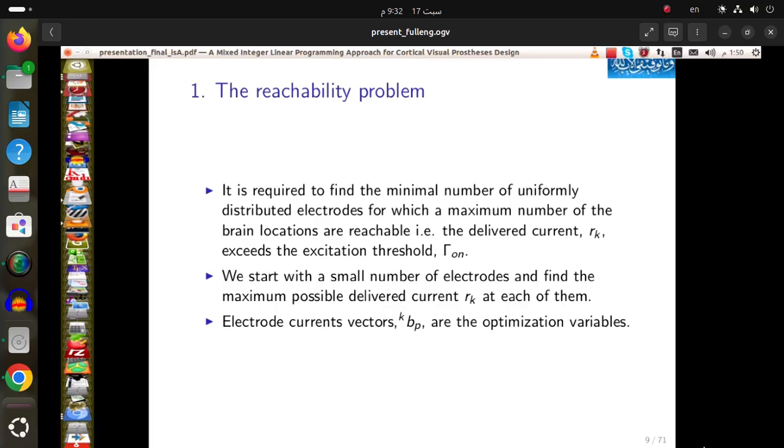Our goal in this problem is to find the maximum current. We start with a small number of electrodes, and we find the maximum current that can be delivered, under a safety constraint, to each of the locations considered. If the maximum current deliverable to each location considered is greater than its excitation threshold, then this neuron or this location is excitable. If the maximum is less than the threshold, we call this neuron or location unreachable. We cannot excite it. The main variables we use here are the electrode currents.